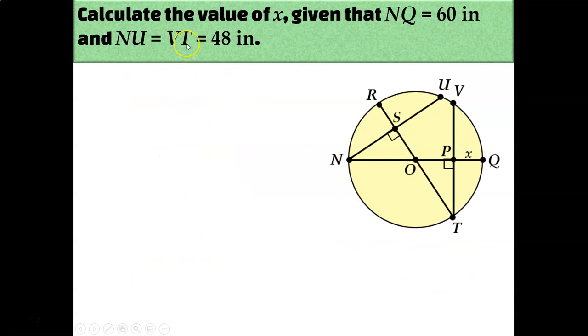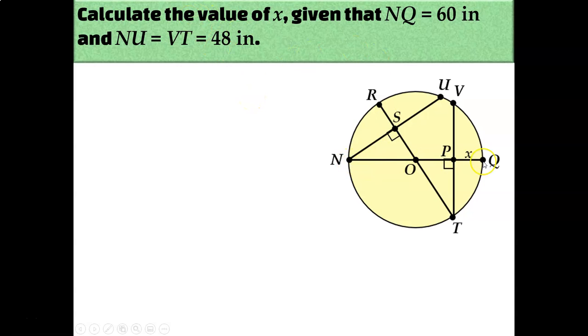For our next problem, we're told a bunch of information. We're told that NQ, which is the length of a diameter, is 60 inches. We're also told that NU and VT are both 48 inches. Those are two different chords, which means they're congruent to each other because they have the same length.